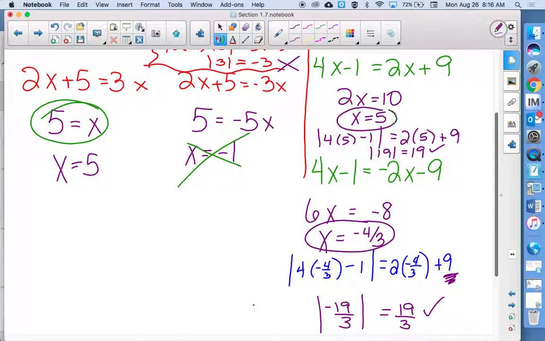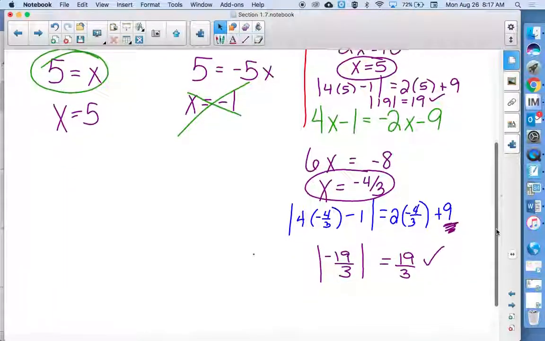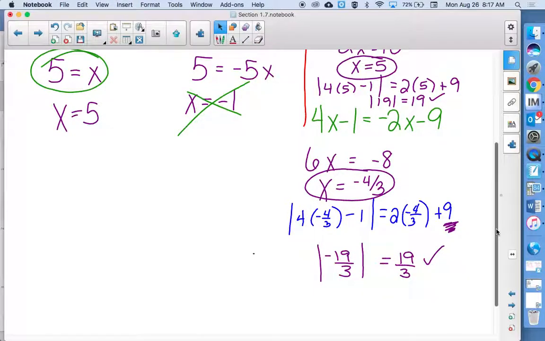So we have 2 answers, whereas the other one, the second value, did not work. Any questions? Again, feel free to use your calculator to check with those fractions. If you're doing it mentally, awesome. Gotta get a common denominator of 3 there.